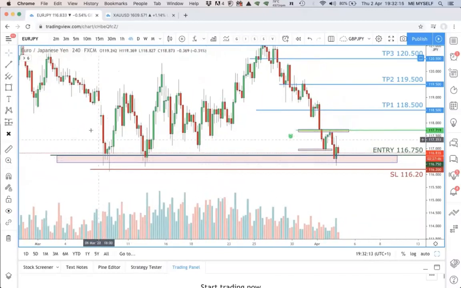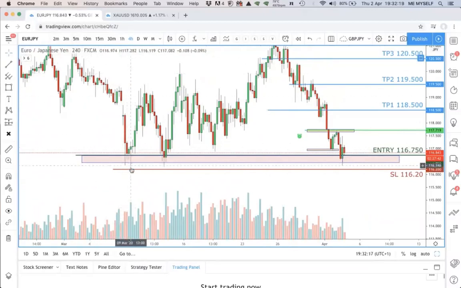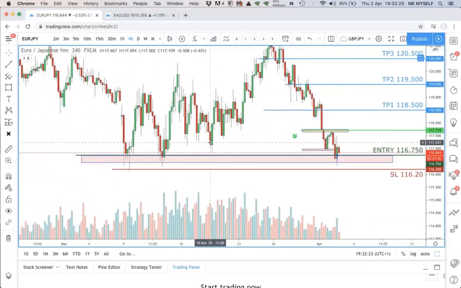So you can see that I've got this zone marked off here, and basically what it is is a drop, a base, and a rally. Drop, base, rally twice. Okay. So that's the zone I marked off.